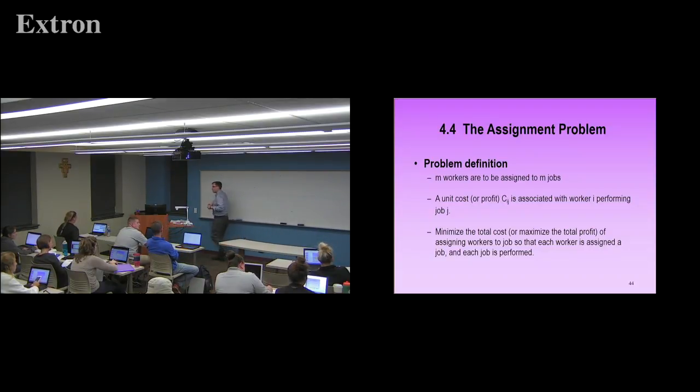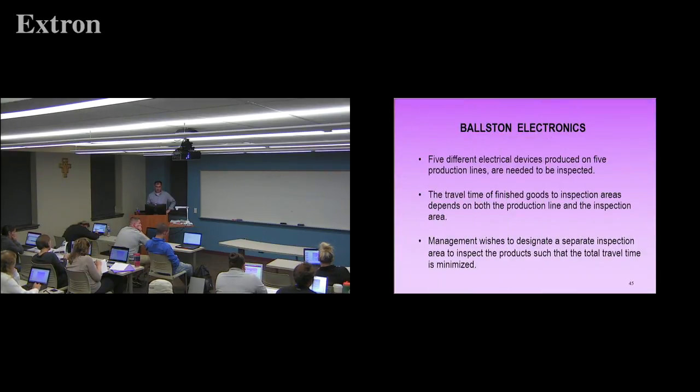Generally speaking, we talk about assigning workers to jobs, but it doesn't necessarily have to be workers and jobs. In the example we're doing, we're assigning a production line to an inspection line. So it's very similar to a transportation model. M workers are to be assigned to M jobs. A unit cost or profit is associated with worker I performing job J. We could be maximizing some kind of profit or expected profit, or minimizing cost, trying to minimize the total or maximize the profit of assigning a worker to a job.